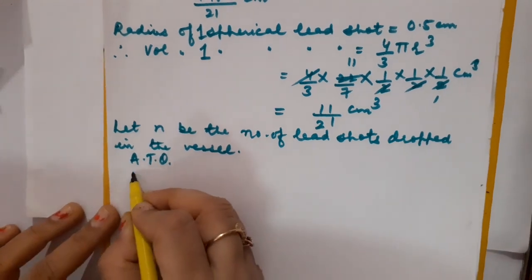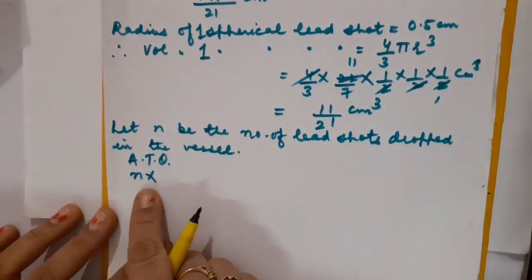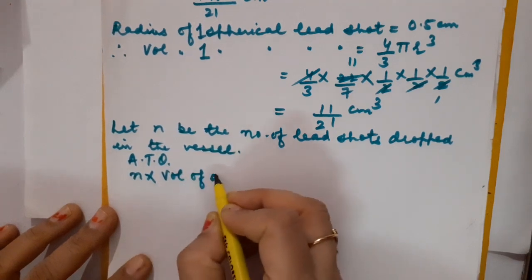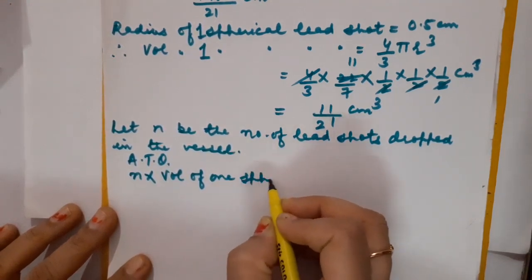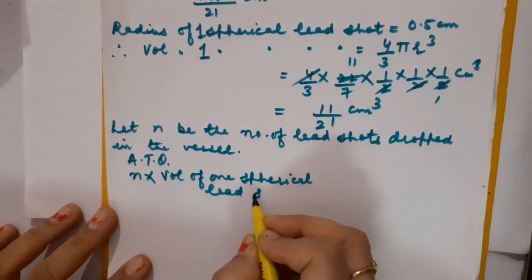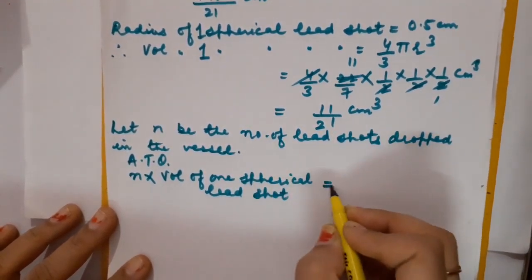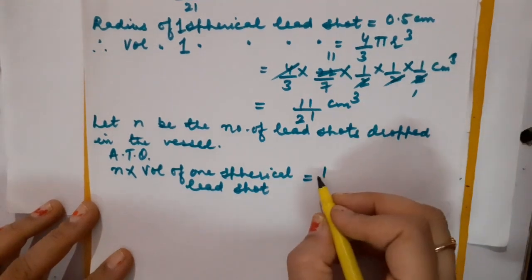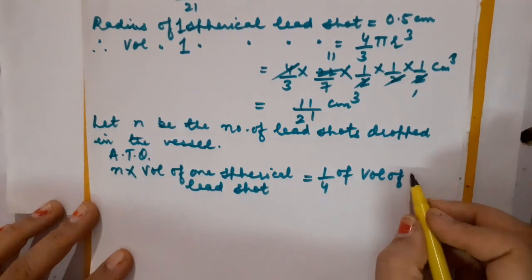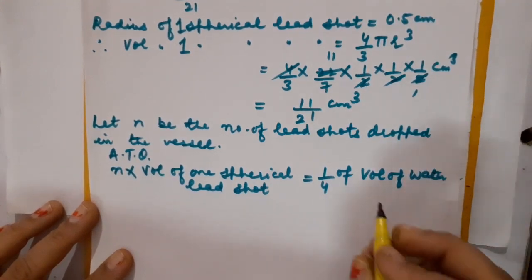Because as soon as we put the lead shots, 1/4 of the water came out from the vessel. So it must be equal to N into, means we are going to calculate the number, into the volume of one spherical lead shot, that must be equal to 1/4 of the volume of water filled in the vessel.